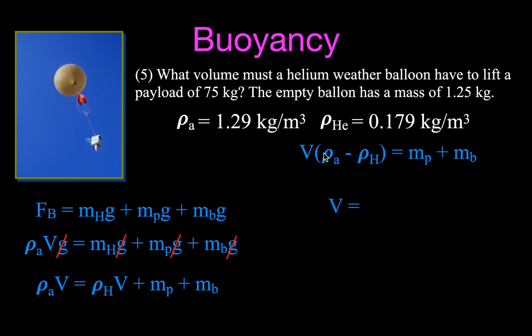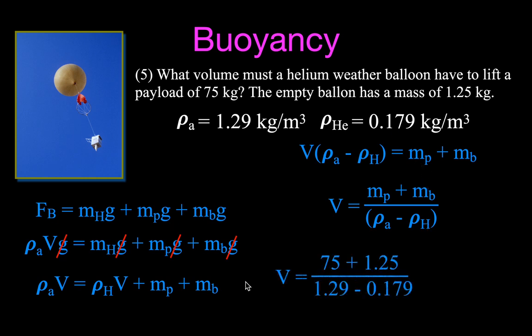Then I'm going to solve for the volume, which means I'm going to divide both sides by the density terms here. And I get that the volume of the balloon is equal to the mass of the package plus the mass of the balloon, which were both given, divided by the density of the air minus the density of the helium. And those are given too. If we plug those values in, we end up with just about 69 meters cubed.